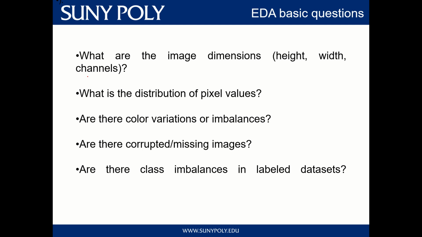Another thing that you will do is to analyze the distribution of pixels. Like how many pixels are close to 0, close to 255, or in the middle ranges. And if there are variations of the color, this will help you to identify whether there are some images that are corrupted or affected. Maybe they are blurry, too dark, or too white.